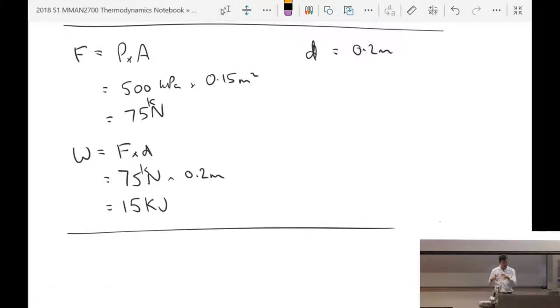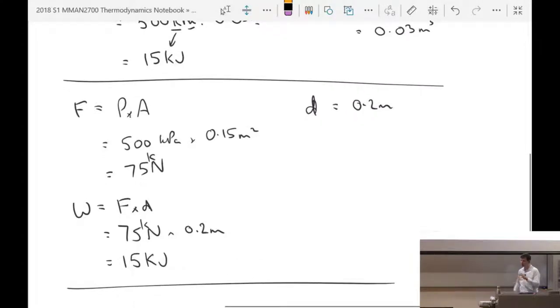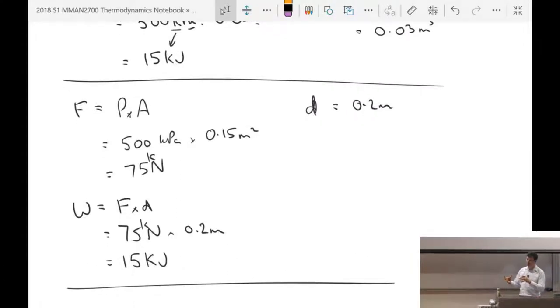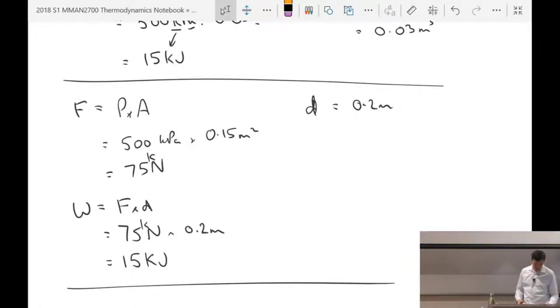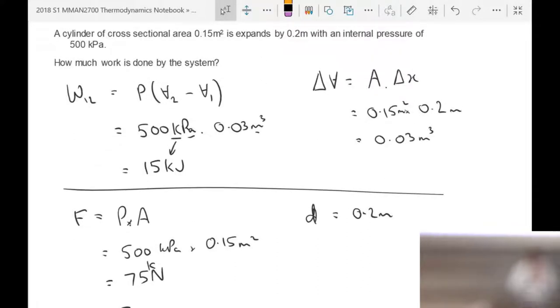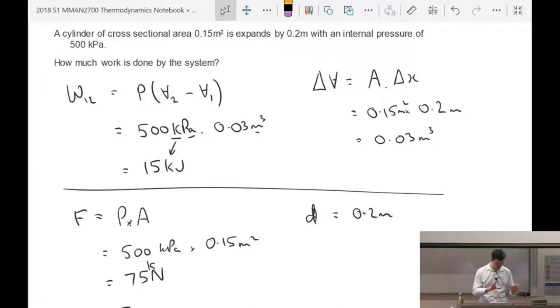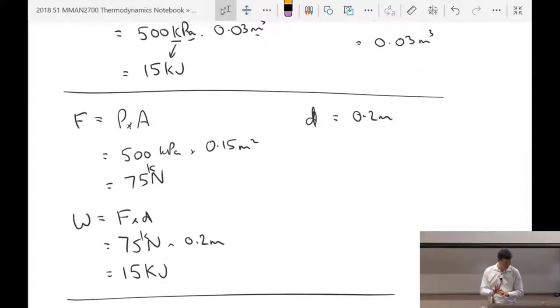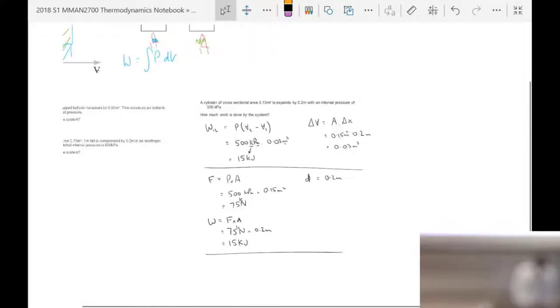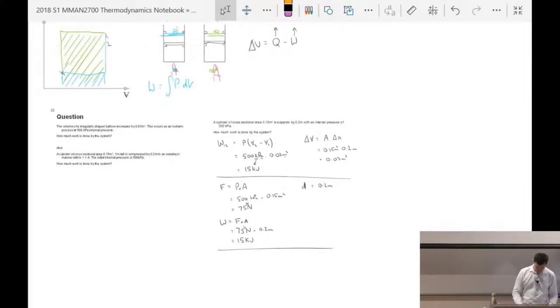Okay, and so we've lifted that force. We've had motion against an opposing force, and we find that we have the same amount of work done. So this is just showing that you can use pressure and volume, which is what we've just learnt, or we could have used force times distance, which you already know. So you had a way of solving this problem. Cool. Questions from that?